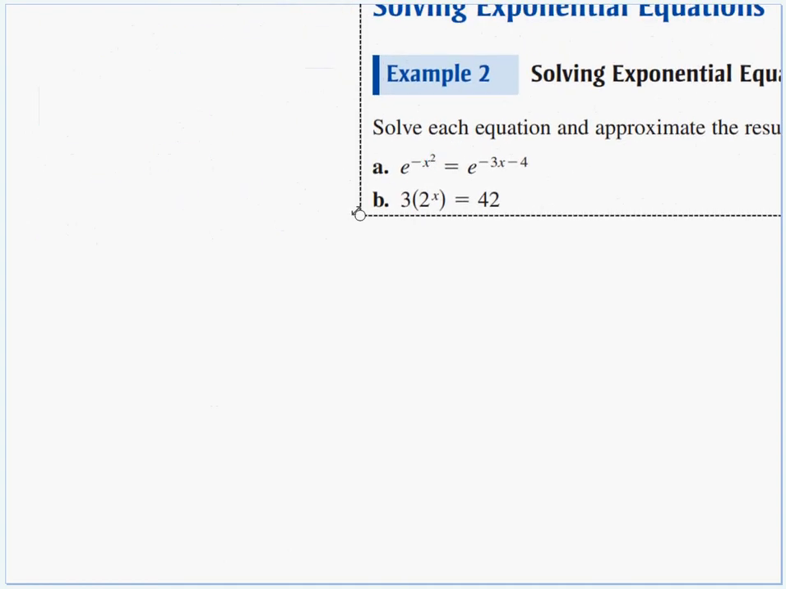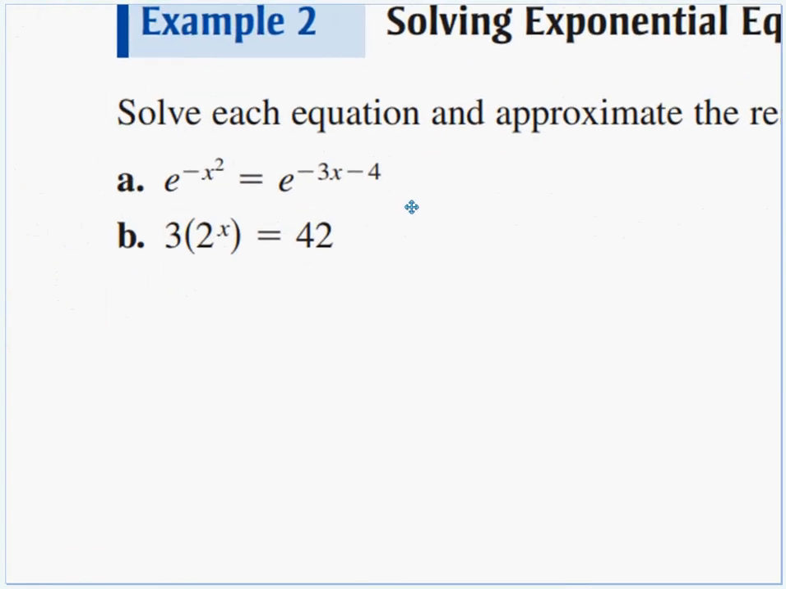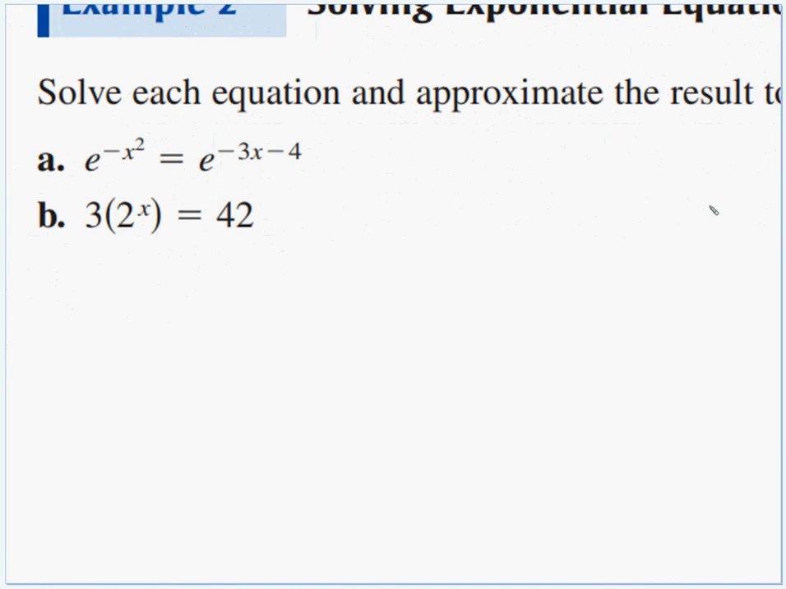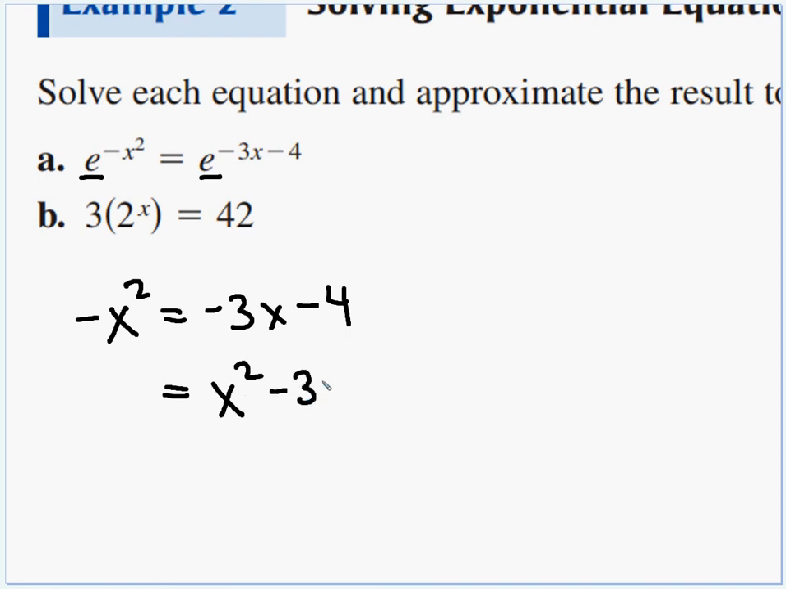See here in the first one. Okay, it looks like this is a one-to-one property. We've got a base e is equal to another base e. So since the bases are the same, we can set the exponent negative x squared equal to the negative 3x minus 4. I like my x squareds to be positive, so we're going to add that to each side. So now it's x squared minus 3x minus 4 is equal to 0. And now that we've got it equal to 0, we can factor it.